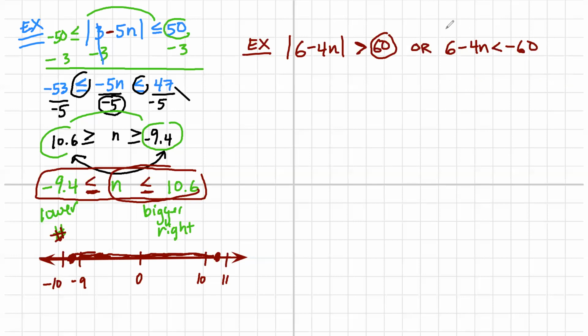Okay, so to solve this, we want to subtract 6. Minus 6, and I get negative 4n when I bring this down. There's still a negative in front. That negative does not go away just because there's absolute values. And 60 minus 6 is greater than 54.